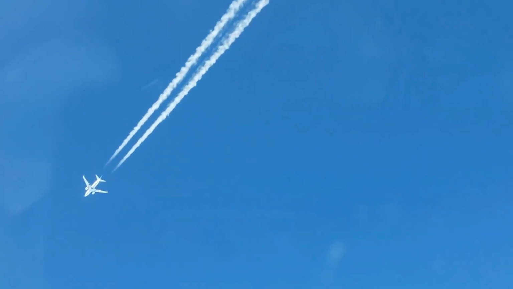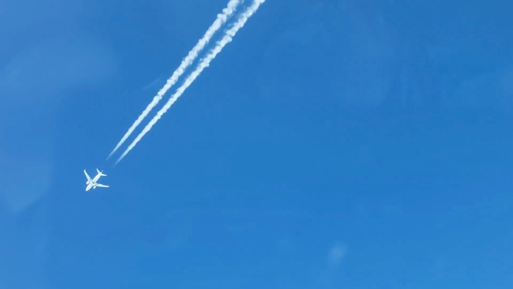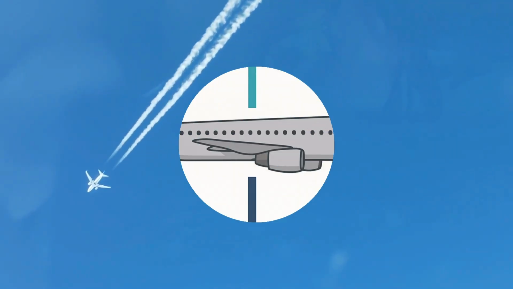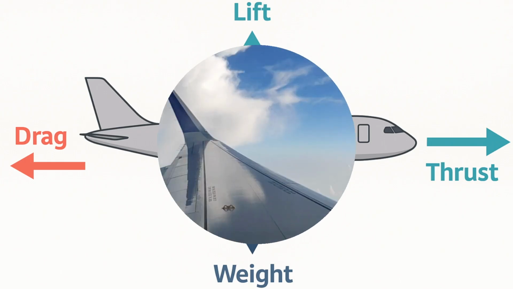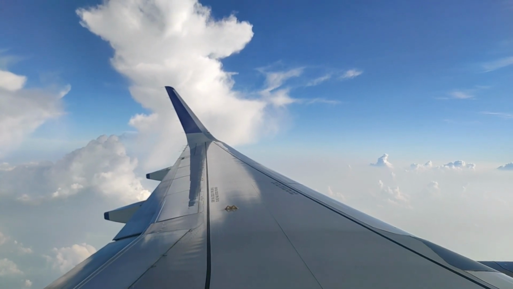Ever wondered how a giant metal machine can fly through the sky so smoothly? Let's break down the 4 forces that make it happen without sounding like a science textbook. There are 4 main forces acting on a plane when it's flying: lift, weight, thrust, and drag. Think of them like a tug-of-war team trying to keep the plane in balance.